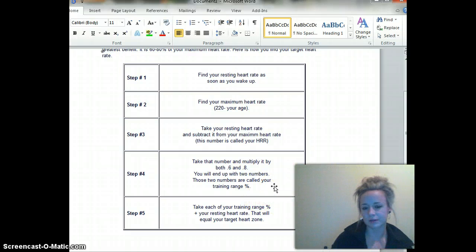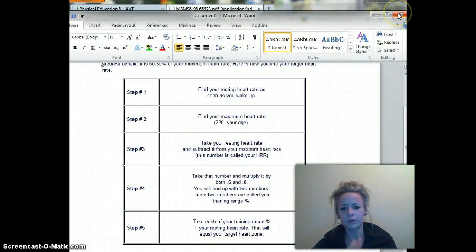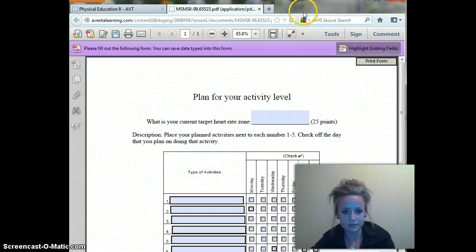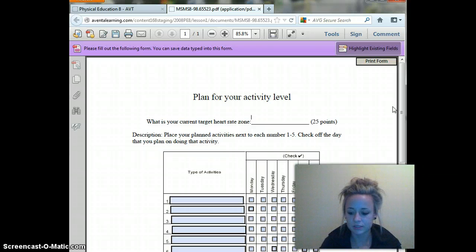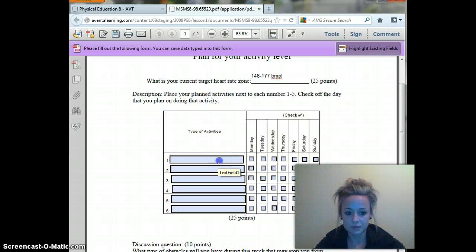That gives me the two numbers of 148 and 177. That's our heart rate zone that we want to stay within in order to see the most benefit from our cardiovascular exercise. That's why we want to know our heart rate zone: we want to know how hard we need to exercise in order to benefit the most from it. Back to our assignment, I'm going to type in the zone we just found, 148 to 177 beats per minute. That's our target heart rate zone. Now we can move down to the rest of the assignment.